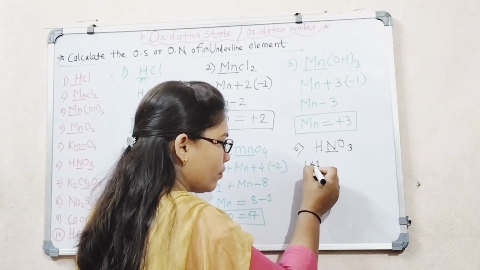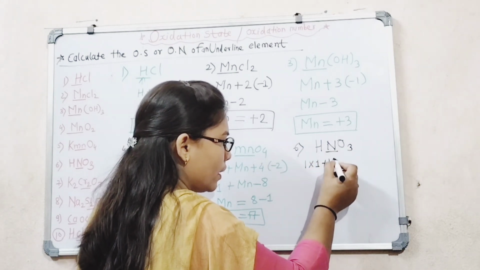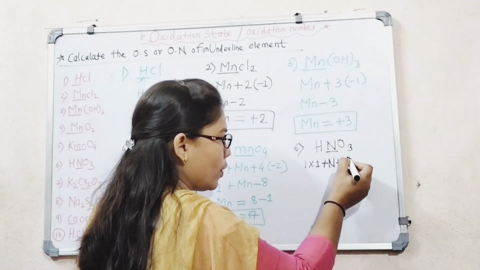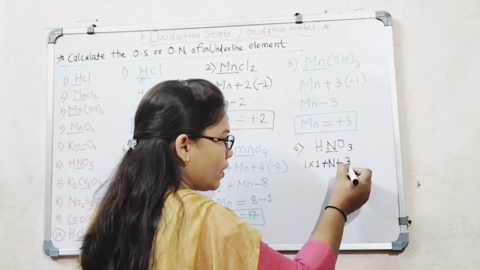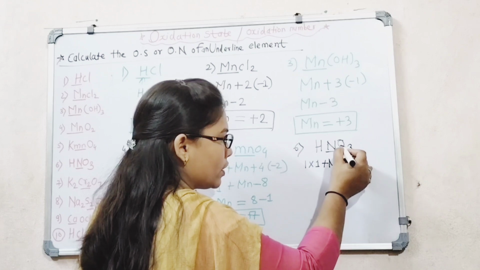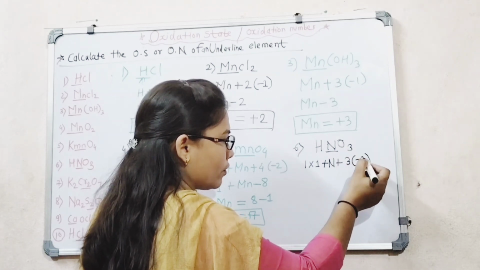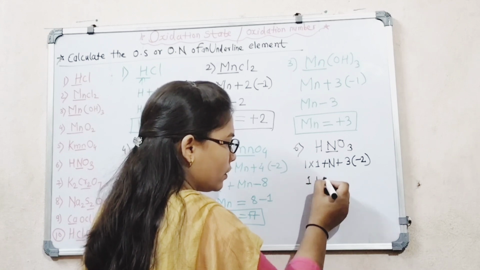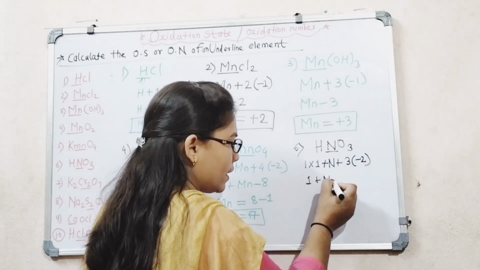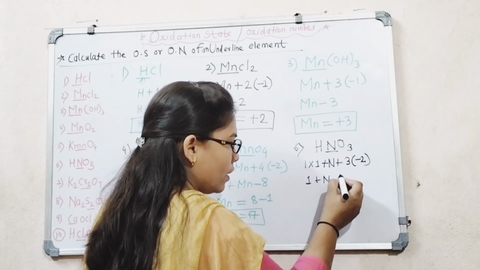So that's why I write here 1 into 1 plus N plus the number of oxygen atoms. How many atoms of oxygen? 3. So that's why I write here 3. And the oxidation state of oxygen is -2. So that's why I write here -2. 1 into 1, 1 plus N plus minus 3 into 2, 6.